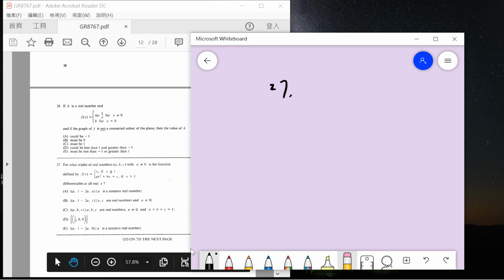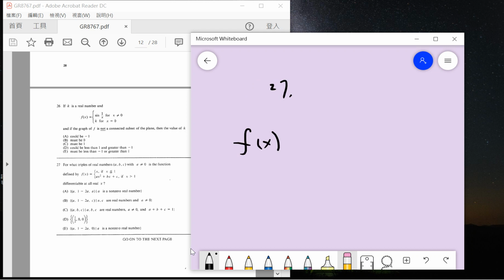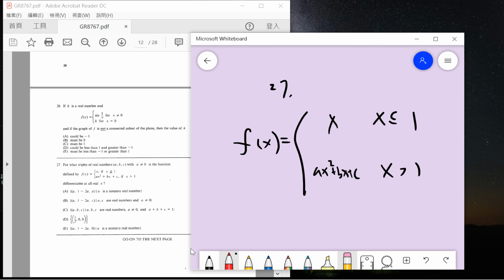To be differentiable, the first thing is that f of x needs to be continuous. So when x approaches 1, the left hand side and right hand side must be the same. So we have 1 equal to a plus b plus c.